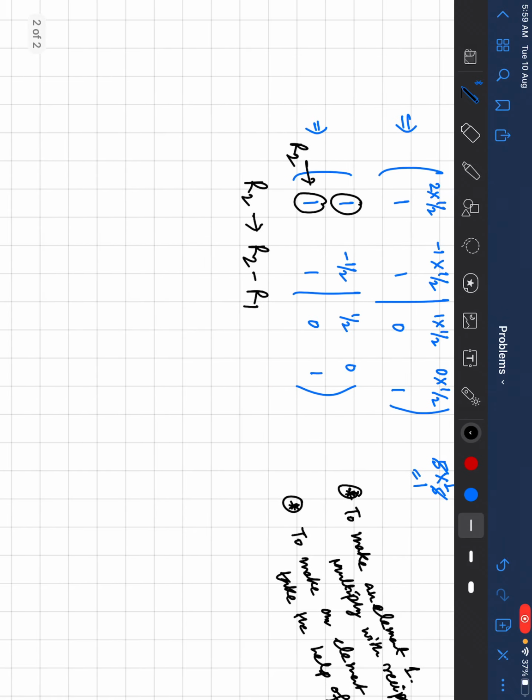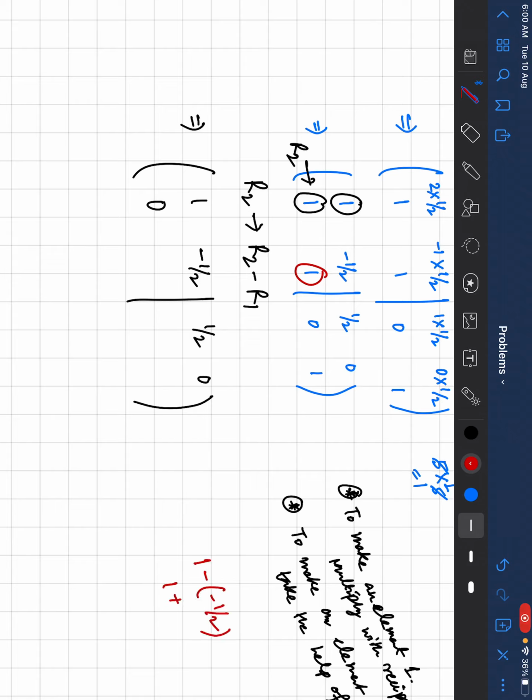So let us do this operation. R1 element will remain fixed. There will be no change in R1 because we are not doing any operation on R1. So the R2 element is 1. So 1 minus 1 is 0. Now the second element of R2, look here, is 1. So 1 minus the corresponding element of R1. So 1 minus of minus half. So 1 plus half, that is 3 by 2. So here it will be 3 by 2.